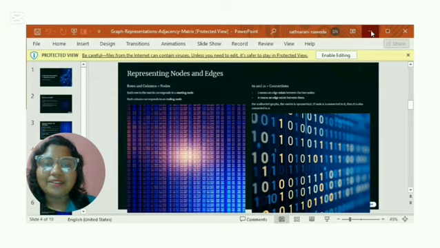Now let us understand what 0 and 1 mean. 1 means an edge exists. 0 means no edge exists. For example, if A is connected to B, then matrix entry AB is 1. If A is not connected to D, then matrix entry AD is 0. In undirected graphs, the matrix is symmetric. That means if A is connected to B, then B is also connected to A.